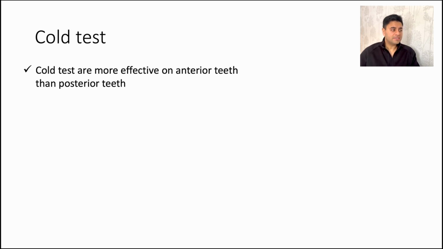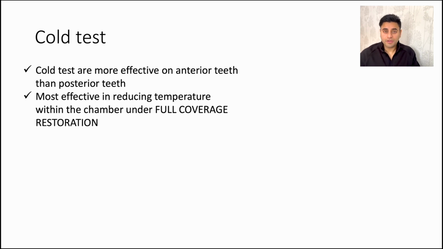Something to know is that cold tests are more effective on anterior teeth than posterior teeth. Then you have to know, what if the patient has a crown on their tooth? In that case, cold tests are the most effective in reducing temperature within the chamber under a full coverage crown. They are not just saying that the cold test is the most effective on a crowned tooth. They are saying that the cold test is most effective in reducing the temperature within the crown chamber, because maybe there is all composite, maybe there is all amalgam, there is not even much tooth structure. But on a full coverage crown, it reduces the temperature inside the crown. So that's why it's most effective that way.